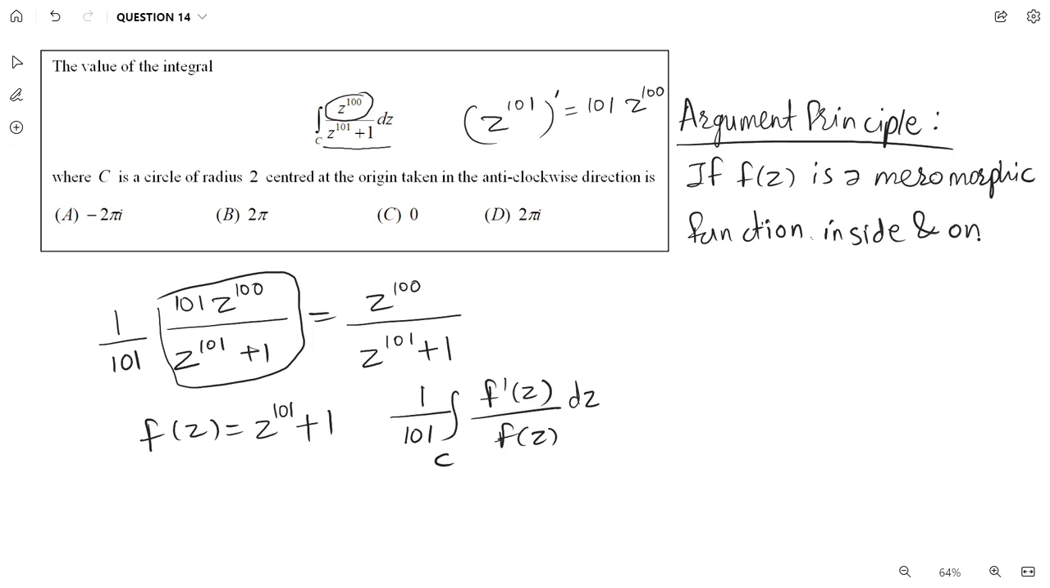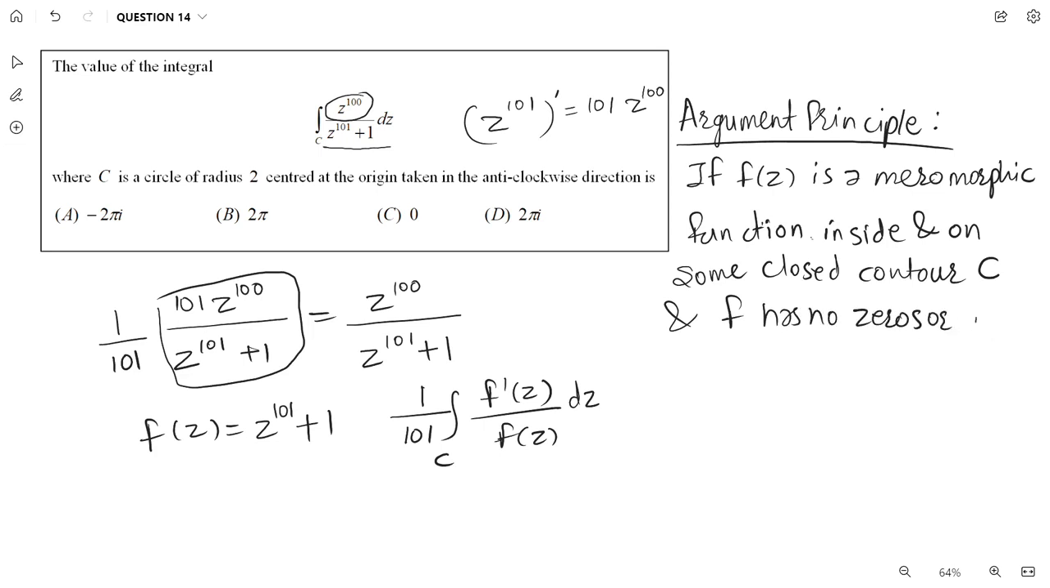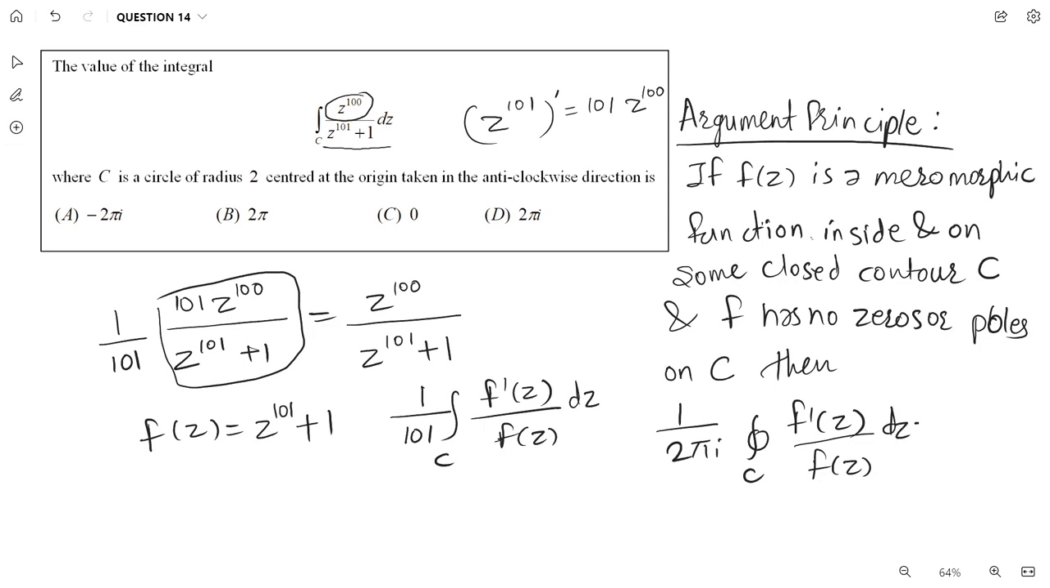inside and on some closed contour C, and f has no zeros or poles on C, then 1 over 2 pi i integral over C of f dash of z upon f of z dz is equal to Z minus P, where Z is the number of zeros of f inside C and P is the number of poles of f inside C. Okay, so here we have f of z equal to z power 101 plus 1.